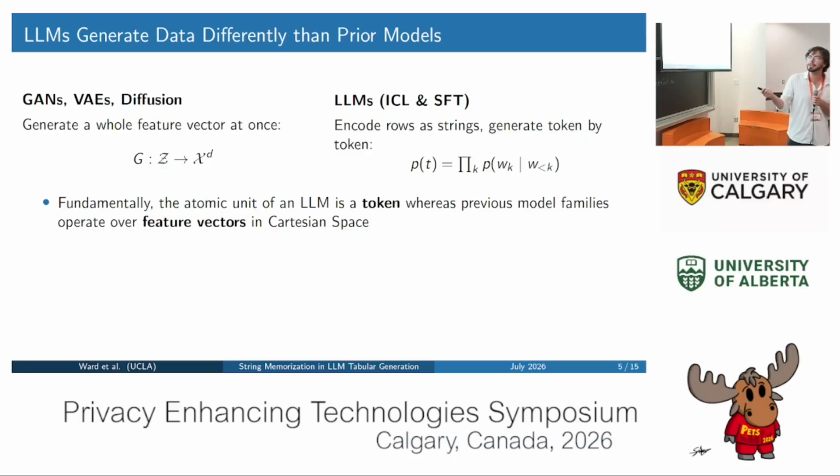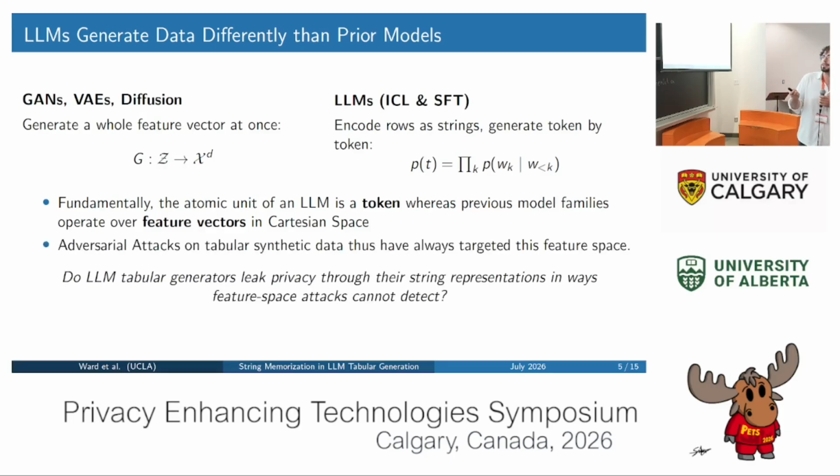Fundamentally, the atomic unit of an LLM is a token, whereas all other models folks have used for this operate over the feature space, or the Cartesian space, of these tabular data. So what we're interested in is, do LLM tabular generators leak privacy through their string representations in this autoregressive token-by-token regime, in ways that traditional adversarial attacks for these feature-vector-based models don't?